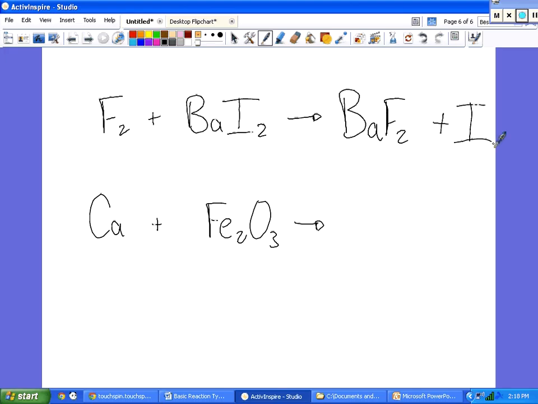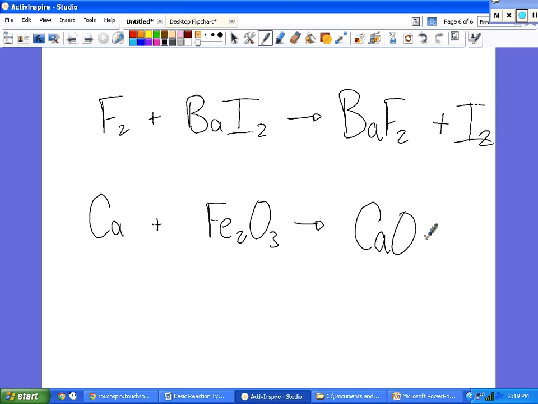The bottom one. Ca and Fe2O3. What is Ca going to try to replace? Why? They're metals. Will it? Yes. Is Ca and O a new compound? What do you do? Check your charges so you get CaO plus Fe. Would it be Fe2? No, why not?